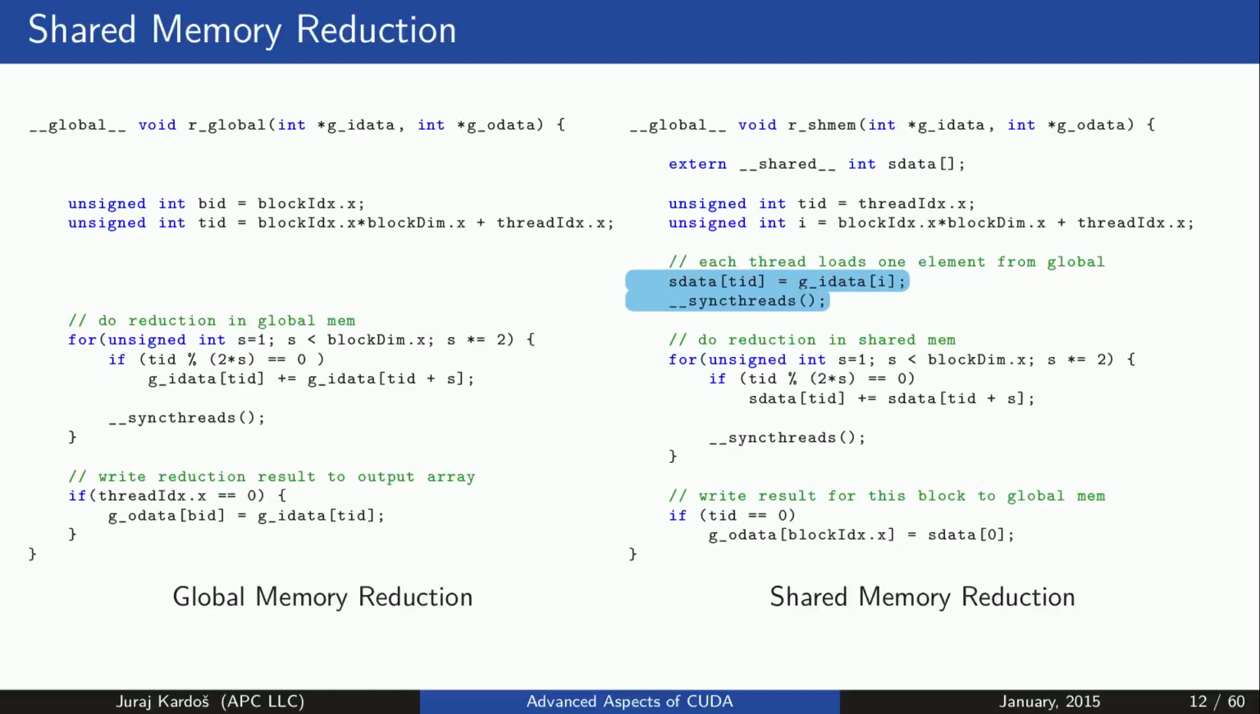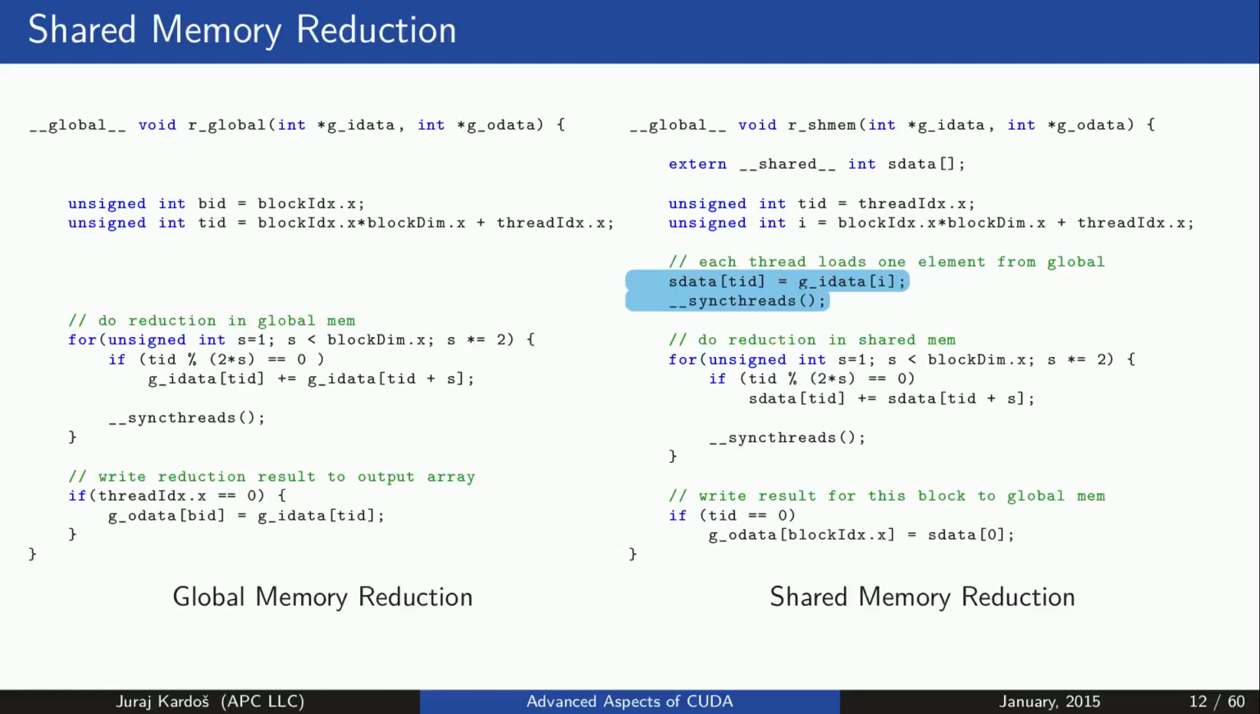In case of shared memory reduction, we need to load data from global memory to our declared shared array. We need to synchronize threads after this operation. Let's say that two threads, thread 1 and thread 2, each load a data element from global memory and store it to shared memory. Then, the first thread wants to read the second element from shared memory.